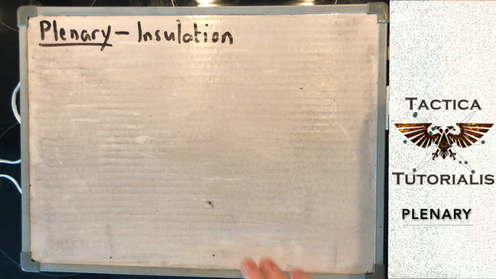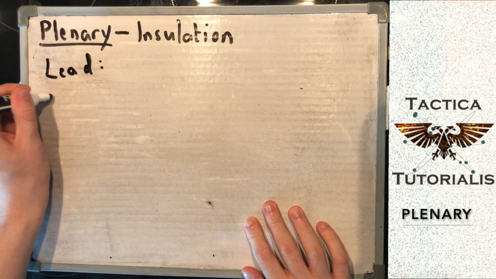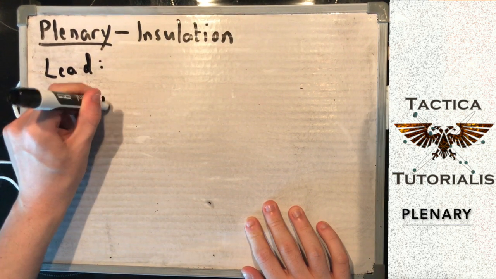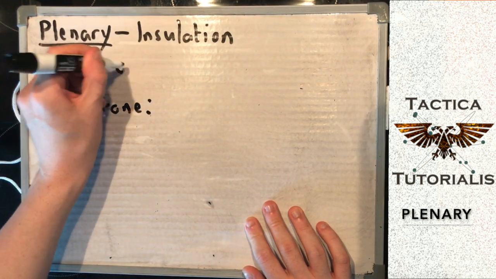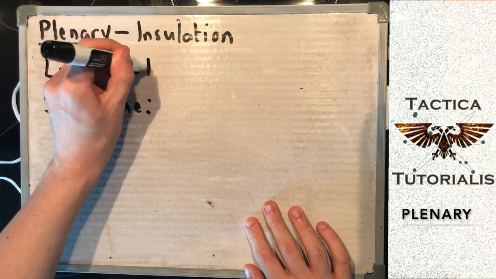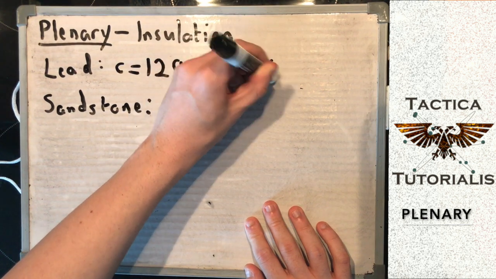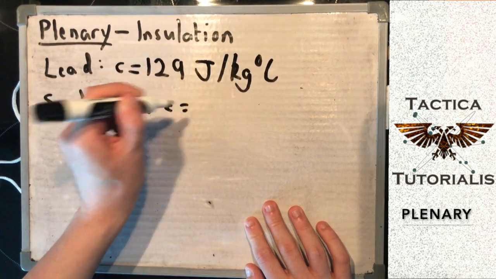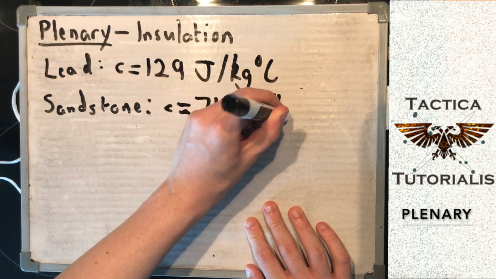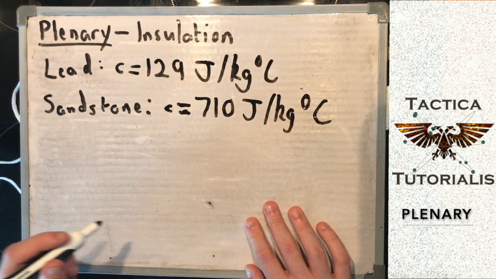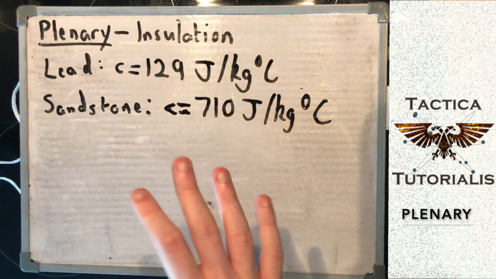So, the two materials we had were some lead and we had some sandstone. And in the questions, we worked out that the lead had a specific heat capacity of 129 joules per kilogram degree C. And we worked out that the sandstone had a specific heat capacity of 710 joules per kilogram degrees C. So we worked those out in the solutions video. You can go and find the working in the solutions video if you have forgotten.